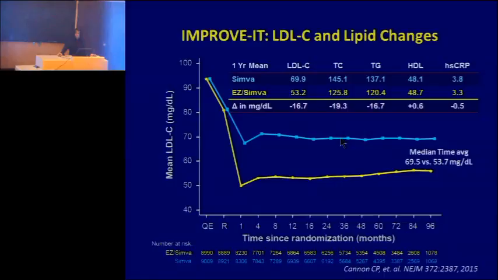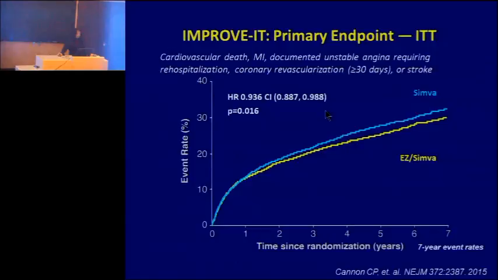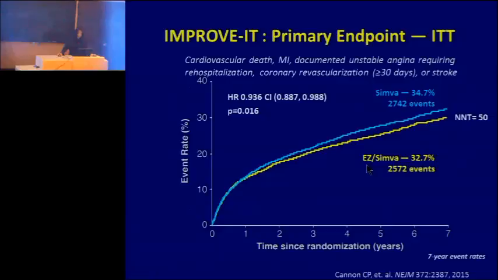What about the primary endpoint, which is shown up here? So you can see that the Kaplan-Meier curves are separated here. This yellow is the combination therapy, blue is the simvastatin alone. And it was significant. So there was a 7% reduction in patients in the group that received ezetimibe along with simvastatin.